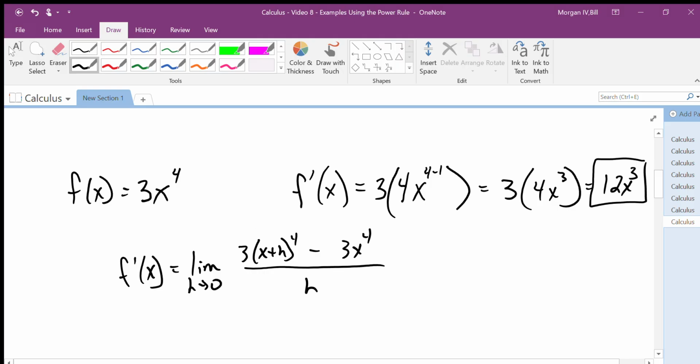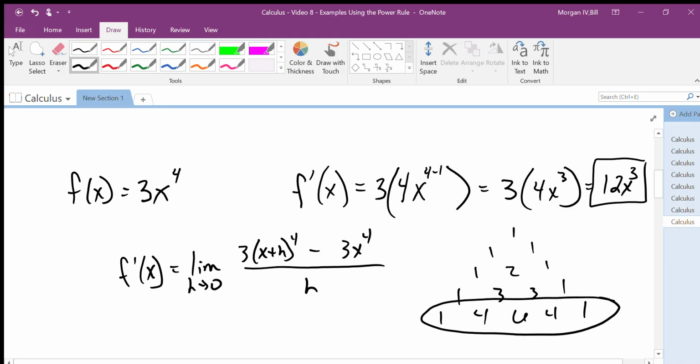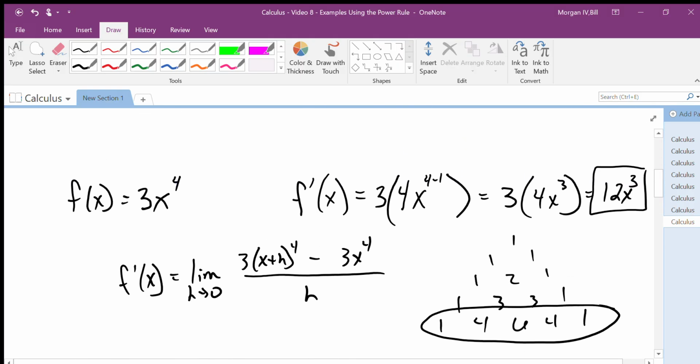X plus h to the fourth can take a little bit, right? If we have Pascal's triangle, it's maybe not quite as hard, but it's going to take a little bit to do x plus h to the fourth. 1, 1, 1, 1, 2, 1, 1, 3, 3, 1, 1, 4, 6, 4, 1. So those will be the coefficients of x plus h to the fourth: x to the fourth, plus 4x to the third h, plus 6x squared h squared, plus 4x h to the third, plus h to the fourth. All of that then multiplied by 3 to give us 3 times x plus h to the fourth.